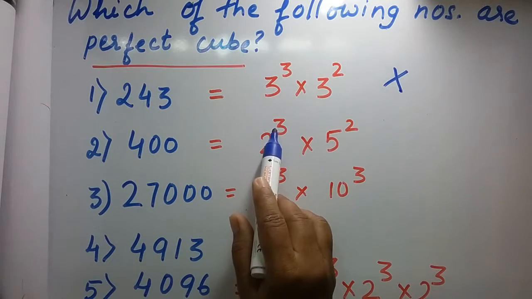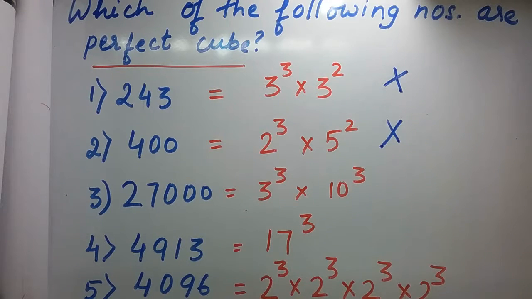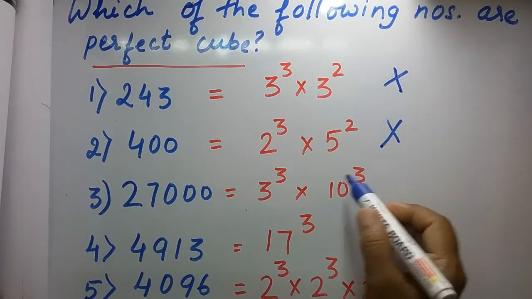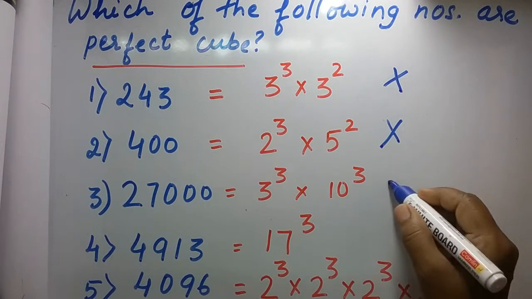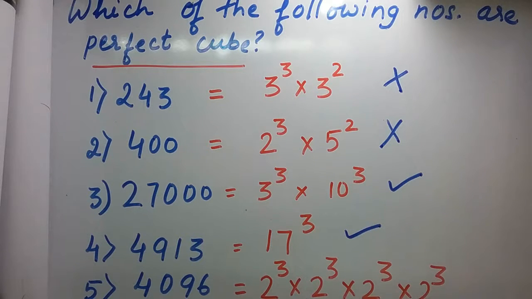You see 2 cube, but it is 5 square. So again it is not a perfect cube. If you see this answer, 3 cube, 10 cube, both of them are in cube, so it is a perfect cube. Here also 17 cube, it's a perfect cube. Here all 2s are raised to 3, this is also a perfect cube.